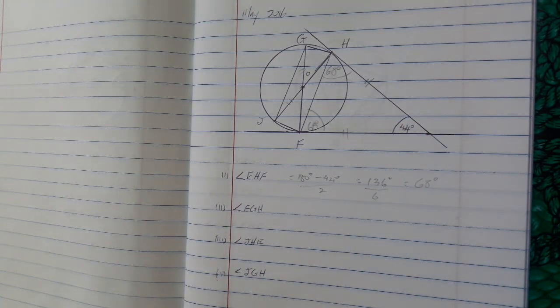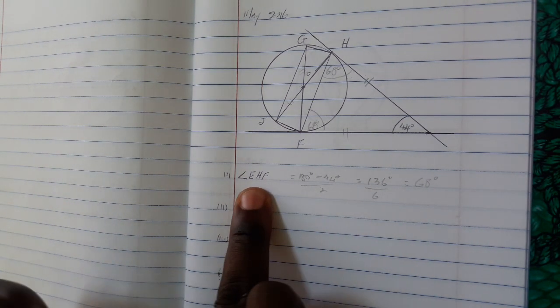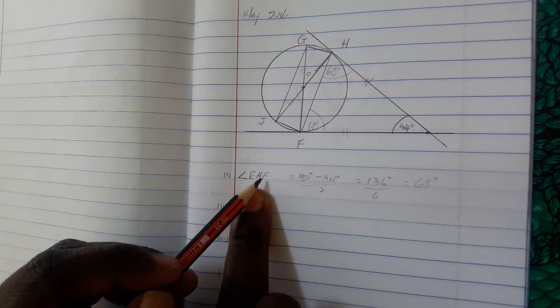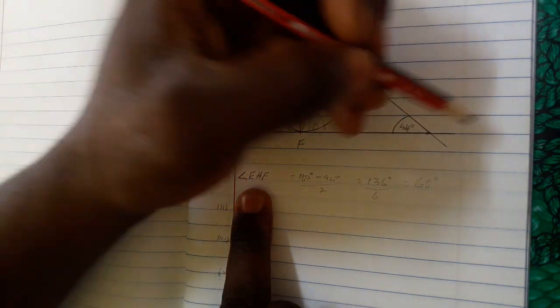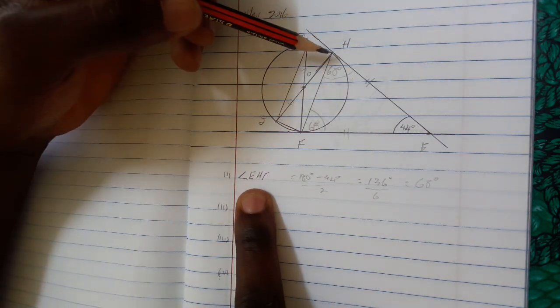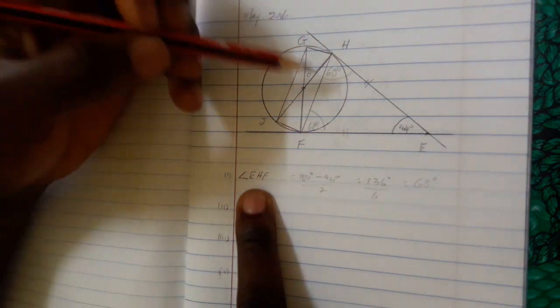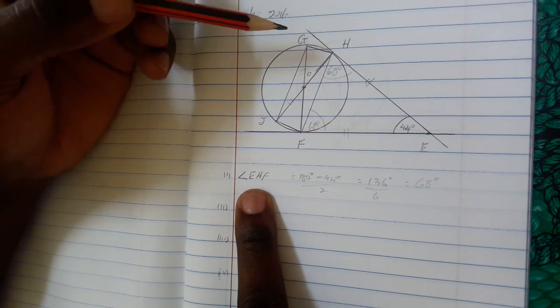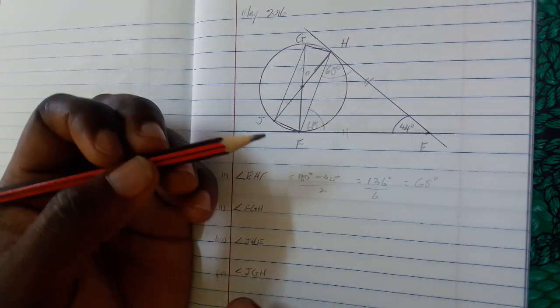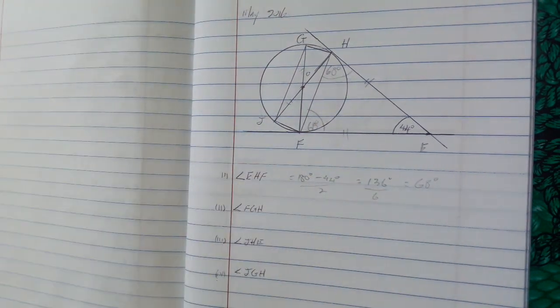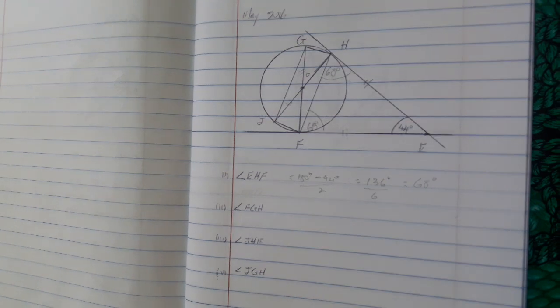Sorry, I'm jumping the gun. I didn't check the question. EHF. E is out here. EHF. Oh, good, that's the same answer. 68 because, and you have to give the reason again, base angles in an isosceles triangle are equal.